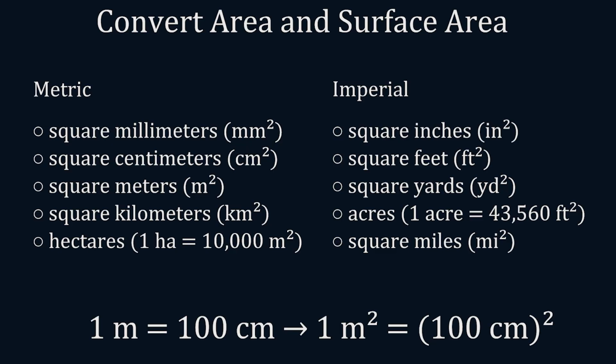cube or a cylinder. The most important part in converting units of area is remembering to square your conversion factor. Now let's practice this by doing some examples. Convert 24,000 squared centimeters to squared meters.